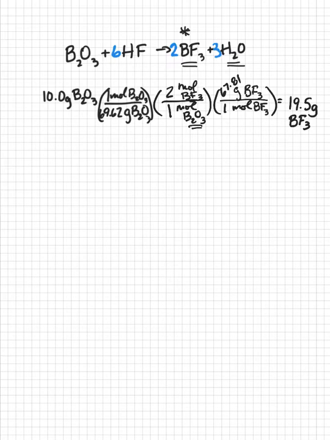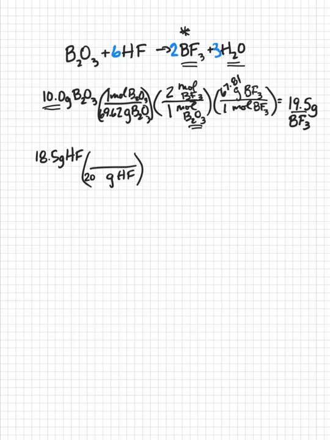Now again, this tells me if I use up all of my 10 grams, this is how much I'm going to create, 19.5 grams of BF3. But I don't know if I'm going to use it all up. I don't know if I have enough of the other reactant. So that's what I'm going to test with my next problem. I'm going to start with my 18.5 grams of HF, and I'm going to do the same problem, figure out how much BF3 gets made if I use up all of my HF.